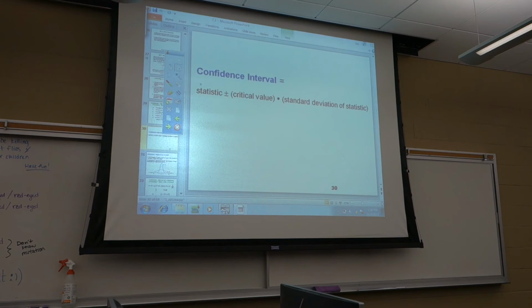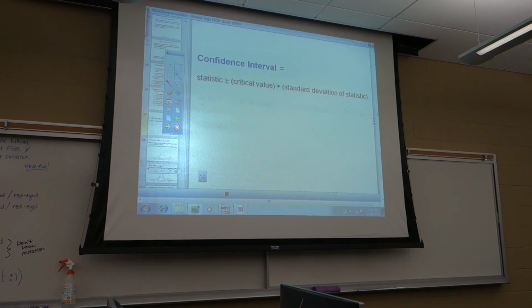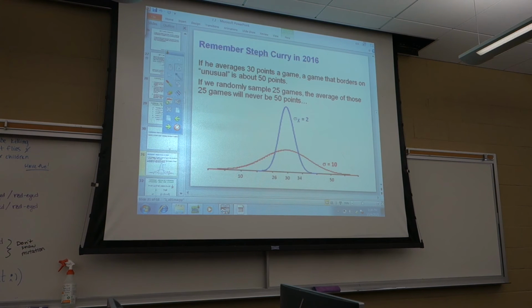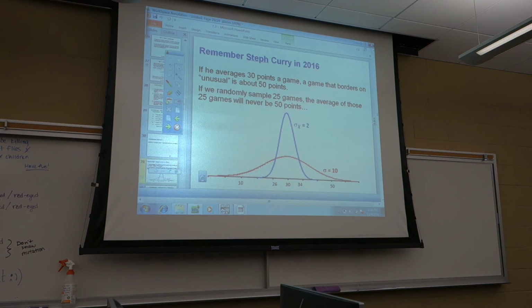All right, so for this one, again, confidence intervals are always your statistic, your X bar or your P hat, plus or minus your critical value times your standard deviation. So in this case, it's going to be X bar plus or minus our critical value times the standard deviation, which is going to be S over square root of n, and we're going to talk about why that is in just a minute. Why is that? It comes from here. You folks remember that? I've talked about this a couple times.